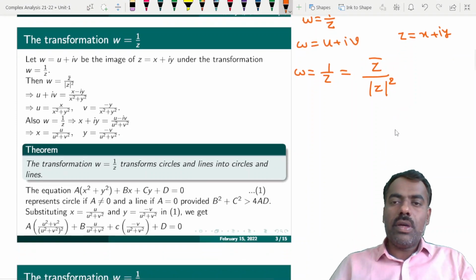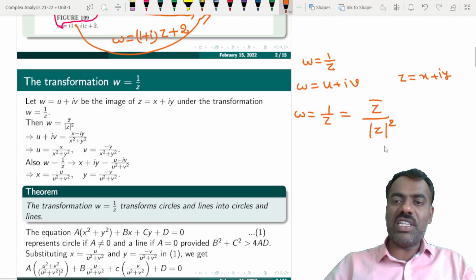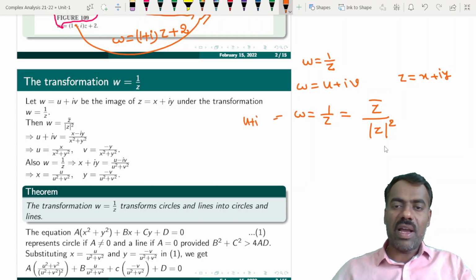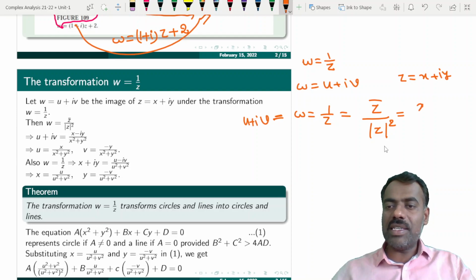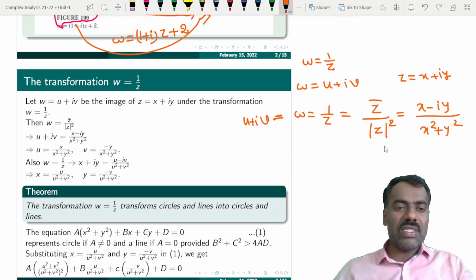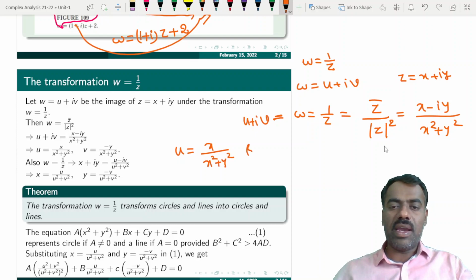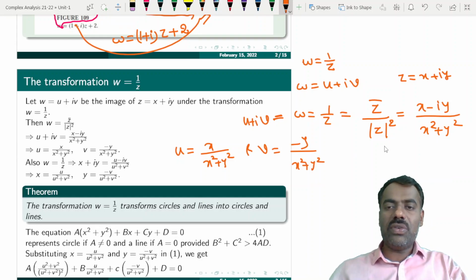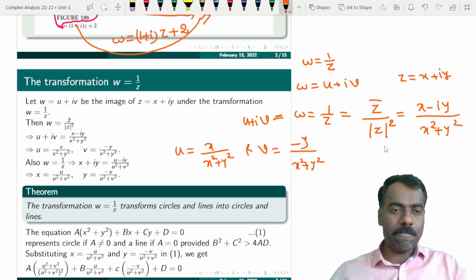Now of course we can simplify this using u plus iv, which is w, and z bar is x minus iy upon x square plus y square. By comparing real part and imaginary part, what we get is u is equal to x upon x square plus y square, and v is minus y upon x square plus y square. So under this transformation, you have what our u and v are, right?